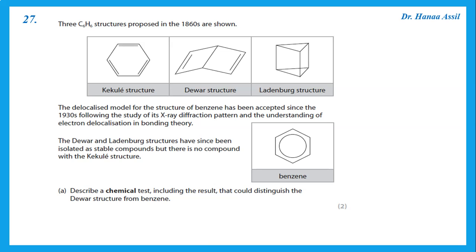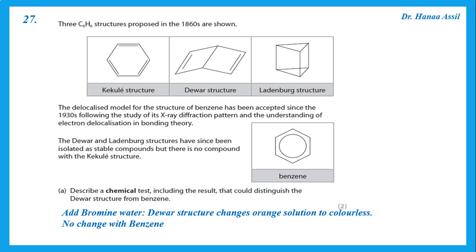What was the test for double bonds, or the test for alkenes, or the test for unsaturation? That was add bromine water. The one that has double bonds, that's the Dewar structure, would change the bromine from orange to colorless. But with benzene, there will be no change.